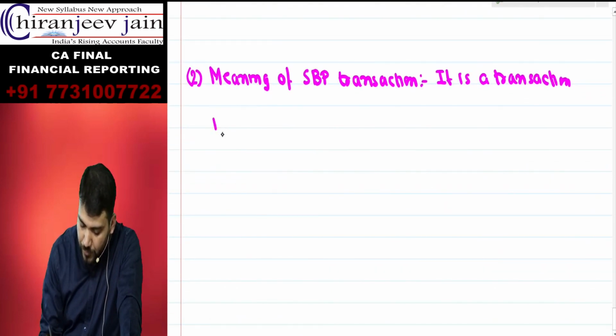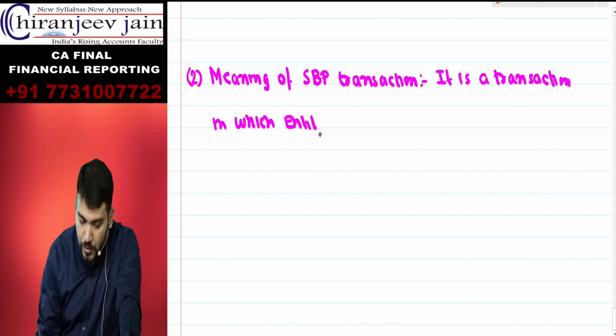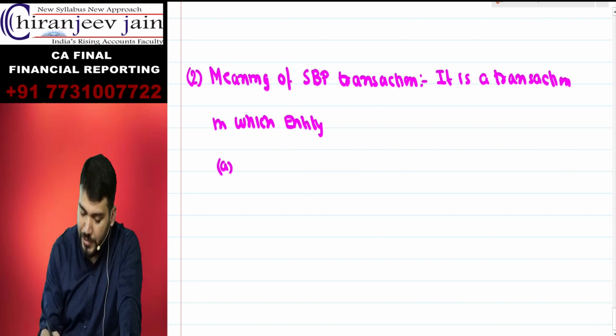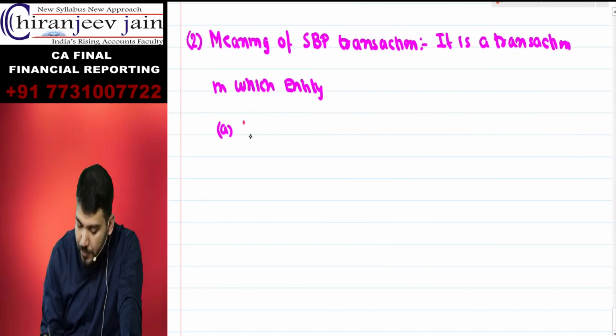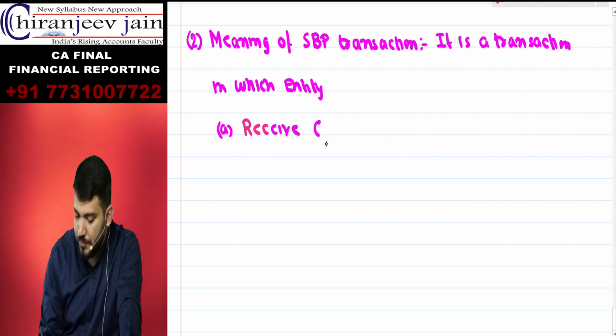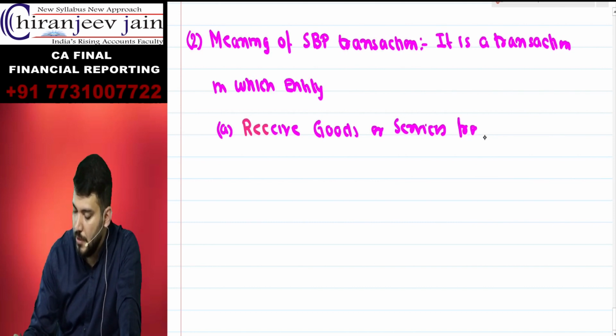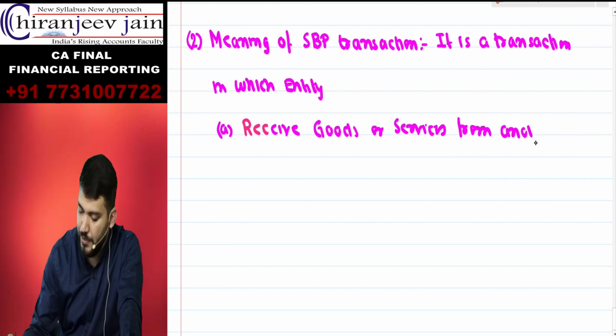in which entity, point number A, receives what? Goods or services from another party. Now you have understood who the another party is?